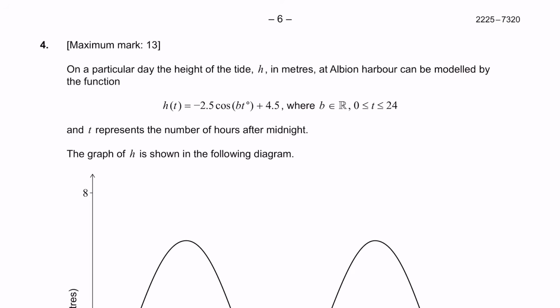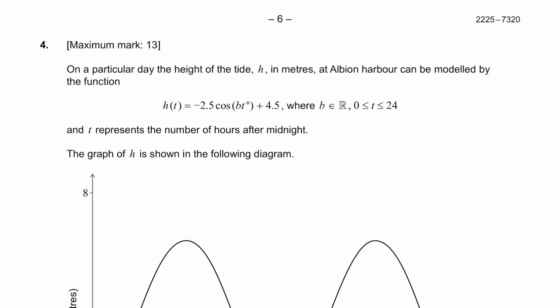Question 4. On a particular day, the height of the tide, h, in meters at Albion Harbor can be modeled by the function h of t equals negative 2.5 cos bt plus 4.5, where b is an element of the real numbers and t is greater than or equal to 0 and less than or equal to 24. b being an element of the real numbers means that it can be positive, negative in this case, or it could be a decimal fraction. It doesn't necessarily need to be a whole number. And t represents the number of hours after midnight.